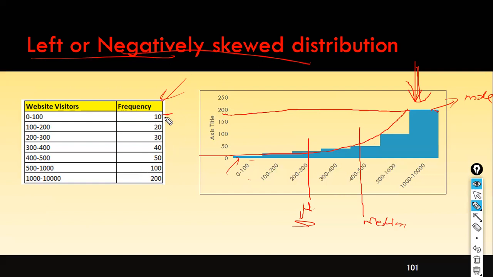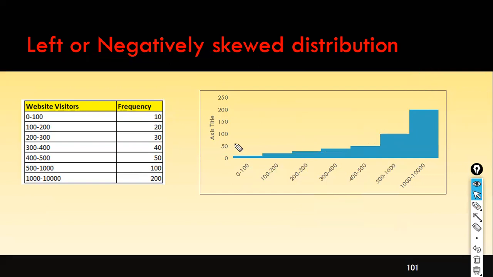Very good, right? So now you are able to understand what a left or negatively skewed distribution is. If you find a longer tail on the left side of your peak, that is called a left or negatively skewed distribution. With that, what kind of insight were you able to get? We could find out that there is an outlier in our data set. 10, right? 10, that is an outlier here.